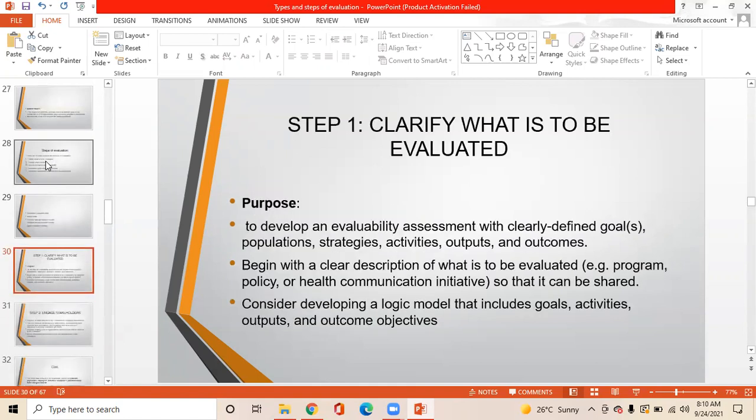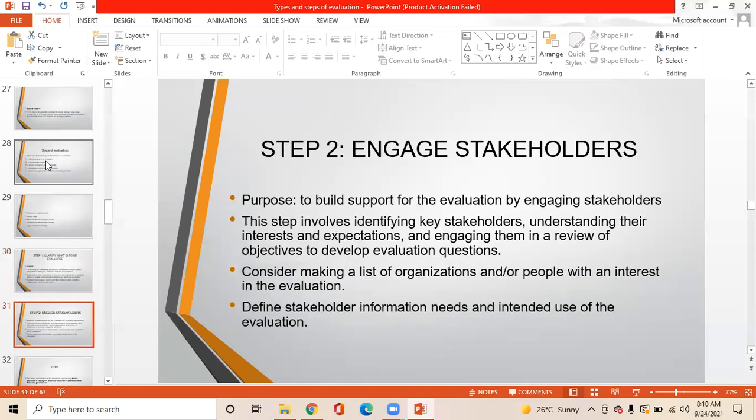Step one is clarify what is to be evaluated. The purpose of this step is to develop an evaluability assessment with clearly defined goals, population, strategies, activities, output, and outcome. Begin with a clear description of what is to be evaluated, for example, a program, policy, or health communication initiative, so that it can be shared. Consider developing a logic model that includes goals, activities, outputs, and outcome objectives.